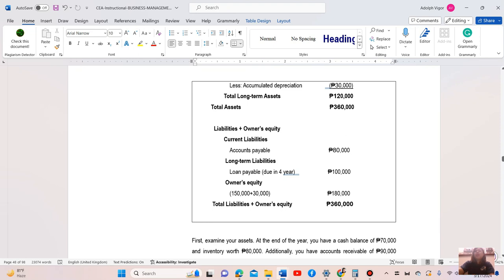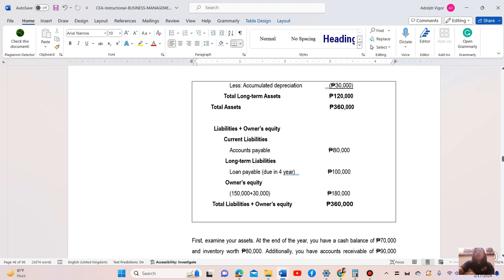So long-term liabilities, loan payable due in 4 years, you have 100,000 na. Kay medyo nabayad na nimo ang 50,000 itong, or let's say 100,000 na lang nabilin sa imong 125,000 na loan. So your owner's equity, you invested 150,000, right? Sa imo from the MP2 nimo nga fund.